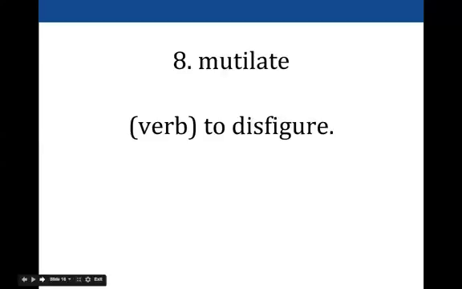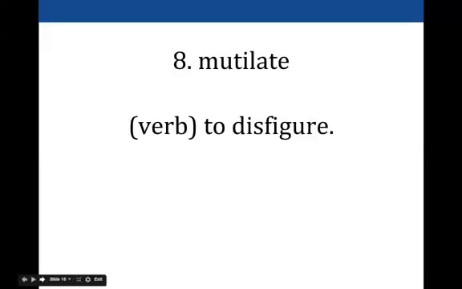On the other end of the spectrum, a more negative word. Mutilate is a verb, and it means to disfigure. A lot of times when we think of mutilation, we think of bodily mutilation, where somebody is born disfigured, or maybe something happens to them, they're in a tragic accident, and they're somehow disfigured.